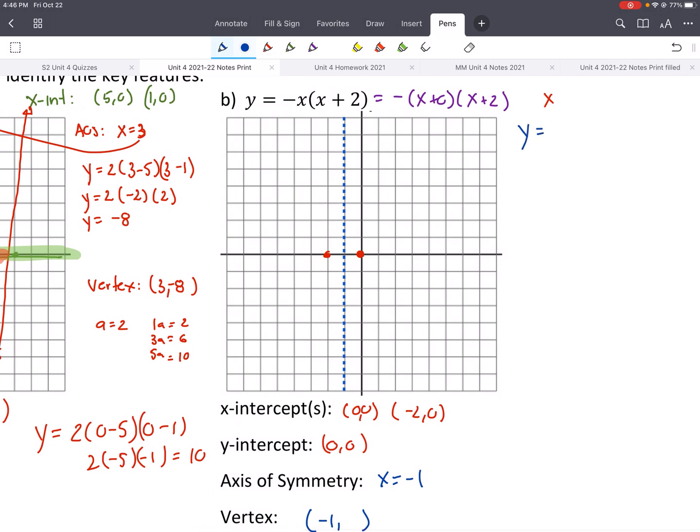So y is equal to negative, and we'll do negative 1 times negative 1 plus 2. So negative times a negative 1 will give us a positive 1, and negative 1 plus 2 would give us a positive 1. So we end up getting y equal to 1. So our vertex would be right there. And it makes sense because a is negative 1, we're going to go down. So over 1, down 1, over 1, down 3, over 1, down 5 on both sides.